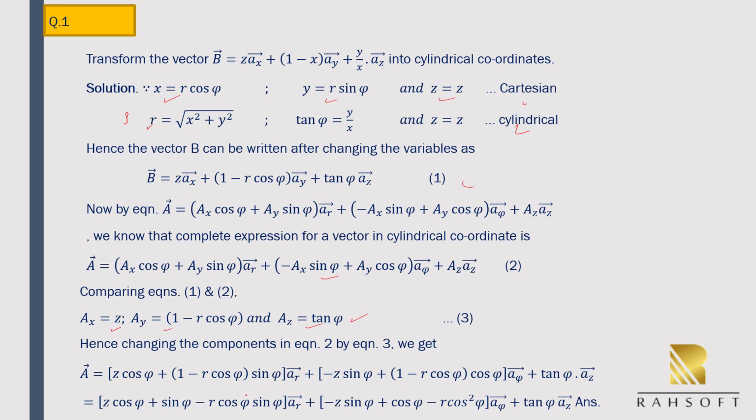So after solving this, (z cos phi plus sin phi minus r cos phi sin phi) unit vector a_r plus (minus z sin phi plus cos phi minus r cos square phi) unit vector a_phi plus tan phi unit vector a_z. So this is the solution. Now we have converted this from Cartesian coordinates into cylindrical coordinates. This is the transformation actually from Cartesian to cylindrical coordinate system.